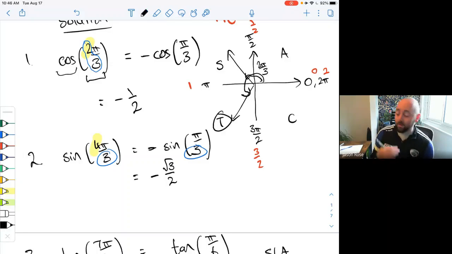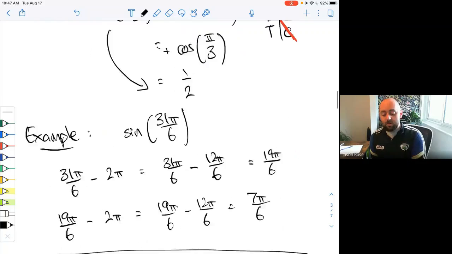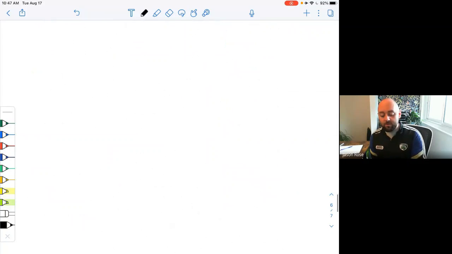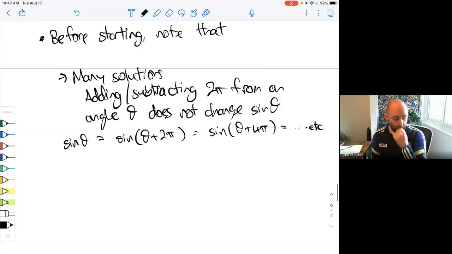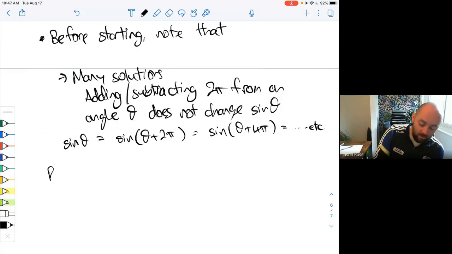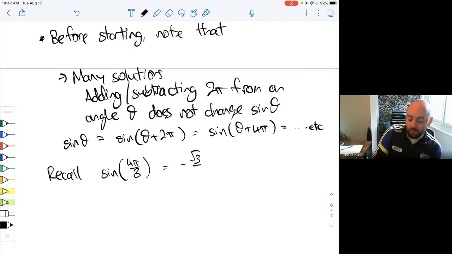So if we did it right earlier, we would have said sine of 4 pi over 3 is negative root 3 over 2. So all I was really going back to there is that 4 pi over 3 is an answer to this. So I'm going to say recall that sine of 4 pi over 3 is equal to negative root 3 over 2. I haven't told you how to get that 4 pi over 3 yet.